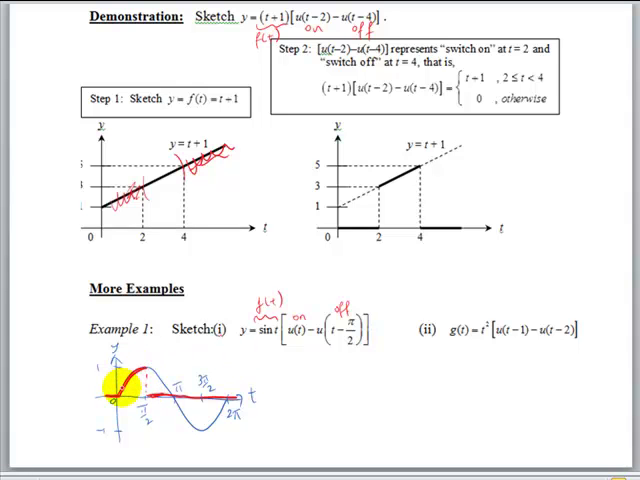So retain this portion. Do not take off the before portion and take away the after portion. So let me take away the original. So this is my answer in red.